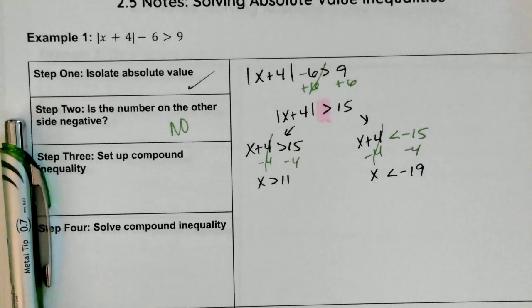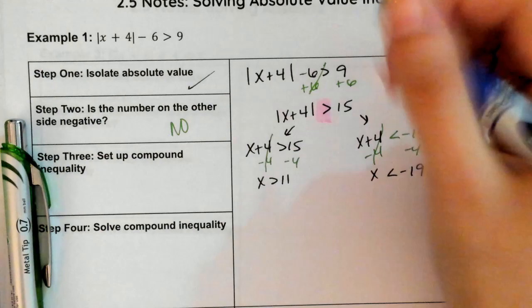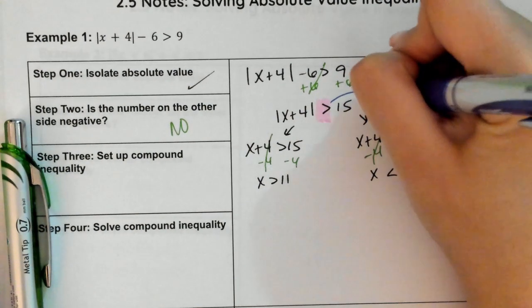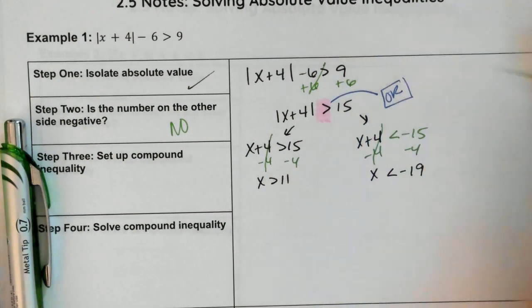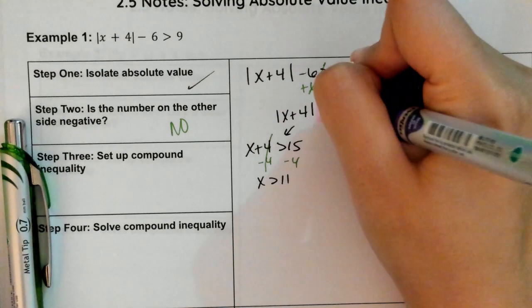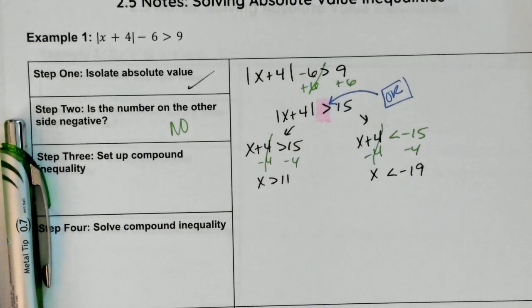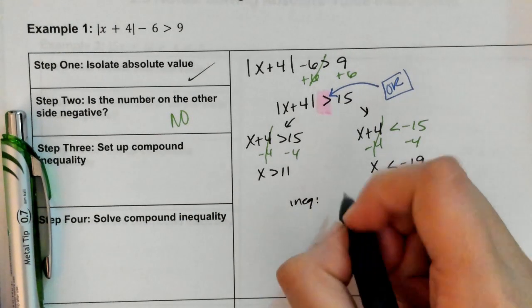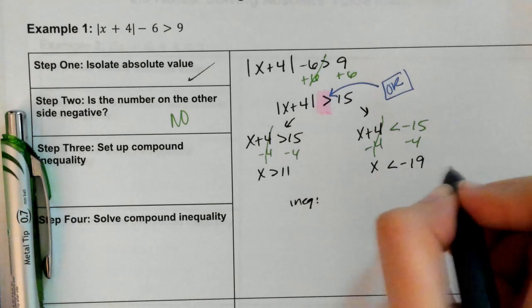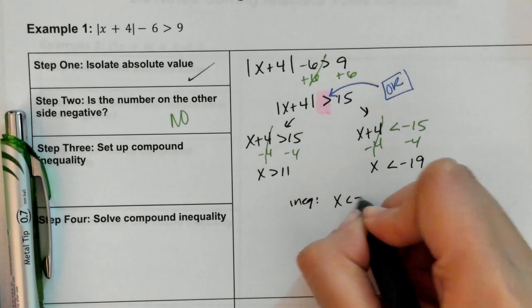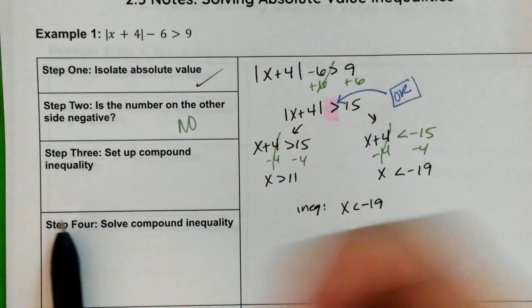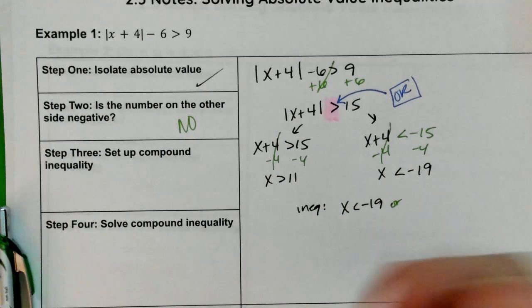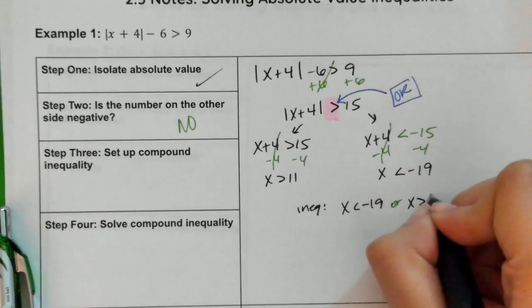And this symbol is a greater. So it is an or case because of this symbol. So that tells me if I'm going to write it as inequality notation, and I'm going to write, usually we like it from least to greatest, so x less than negative 19, or x can be greater than 11.